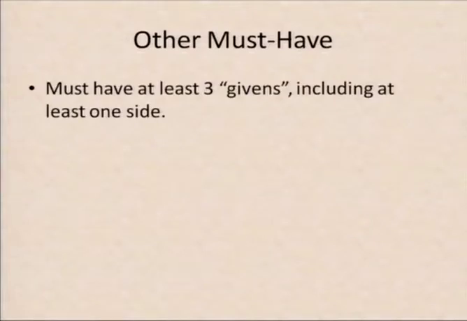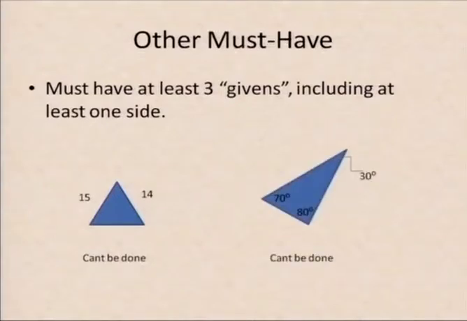Other must-haves in order to use law of sines and law of cosines. You've got to have at least 3 given pieces of information. It has to include at least one side. If we take a look at this triangle here, you can't do anything with it. You can't apply something without having a third piece of information there. There is no Pythagorean theorem in a triangle that's not a right triangle. This particular one here has 3 pieces of information, but it doesn't have a side. You must have at least one side of the triangle.